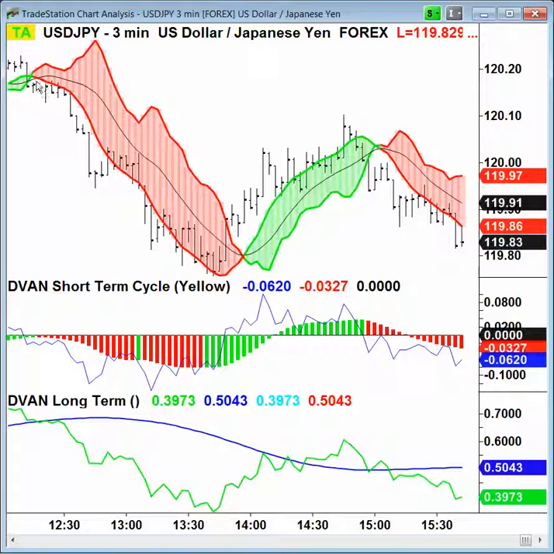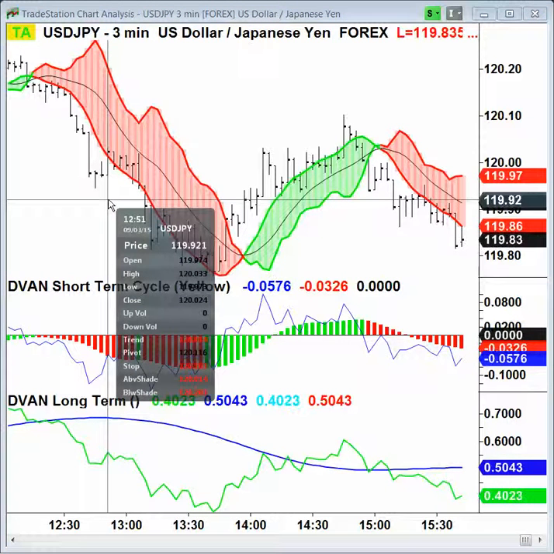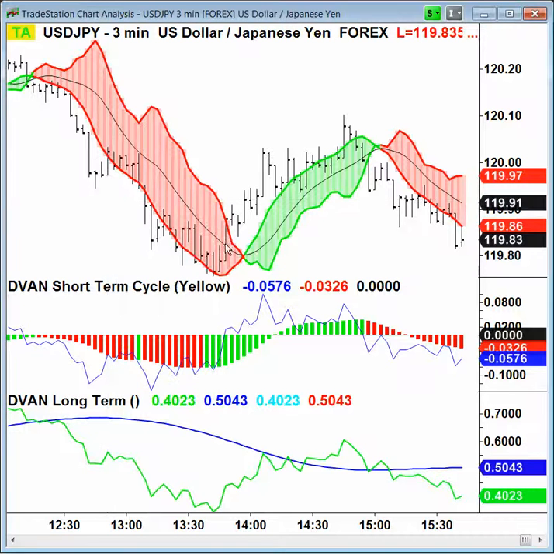So in this case, you could actually get out here for your first initial move. If you're looking for more of a swing trade and to hold your position, or if you're trading multiple contracts, you could get out of half of your position here and exit your full position once you breach the pivot line.